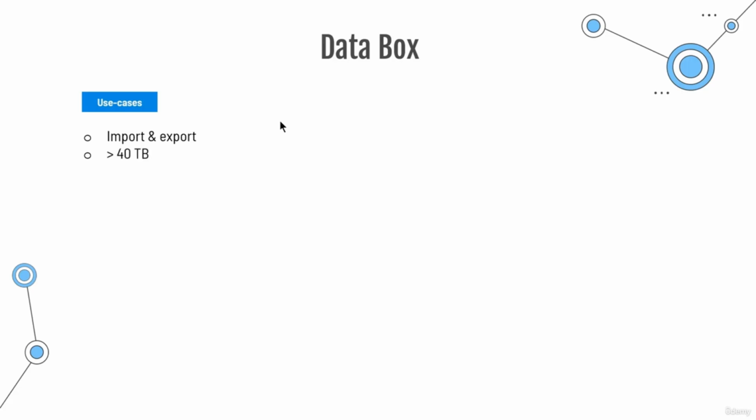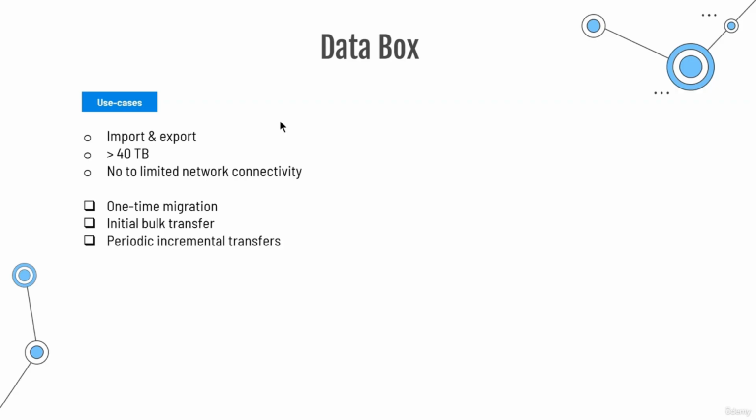In general, of course, we talk about large amounts of data and usually also in combination with no to limited network connectivity. Otherwise, it would be just faster to upload the data via the internet. And these situations can be, for example, a one-time migration. But also sometimes this can be split up into an initial bulk transfer and then also maybe, for example, every month, an incremental data transfer as well.